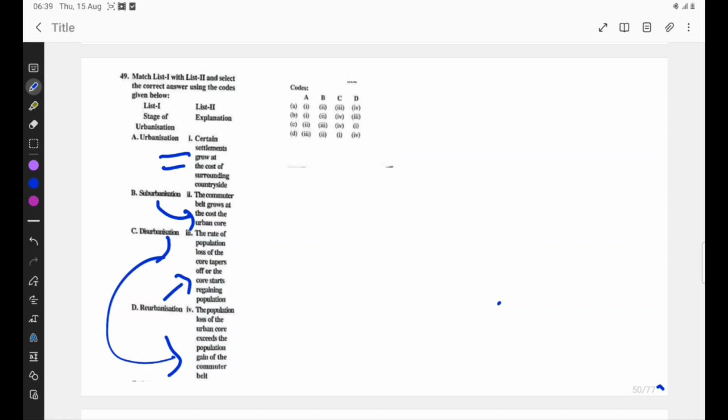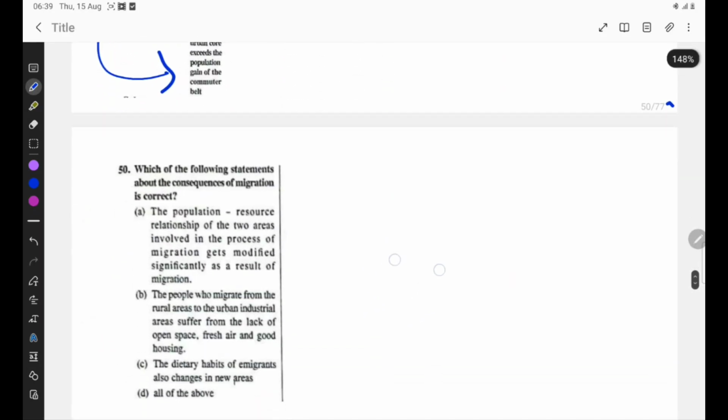So B1, B, I think B is the answer. A1, B2, C4 and D3. Yes, B is the right answer here. Let's move on to the next question.